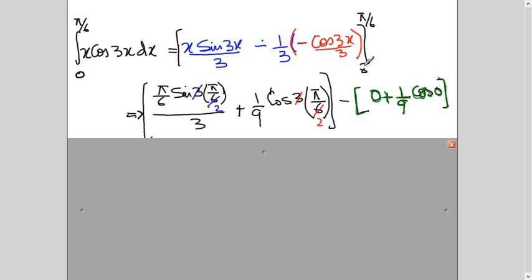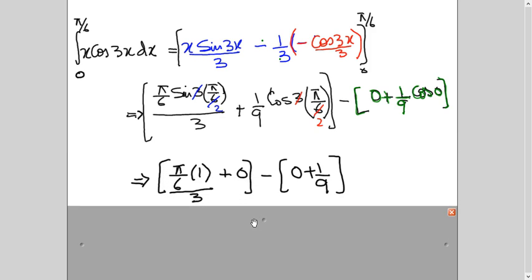Minus. Now I'm substituting 0 in the function. So upper limit minus lower limit. So sine 0, because 3 multiplied by 0 will be 0. The answer will be 0. That's why I've written 0. And you know cos 0, what it will be, because minus multiplied by minus is plus. 3 3s are 9, and I'm writing cos 0 because cos 0 is not 0. Cos 0 is 1, right? So that's why it will become 1 over 9.